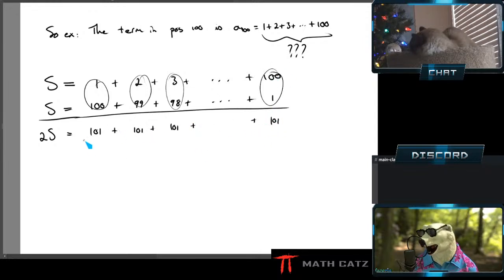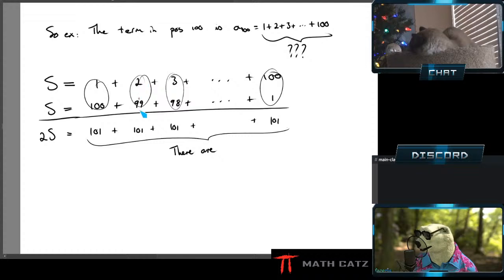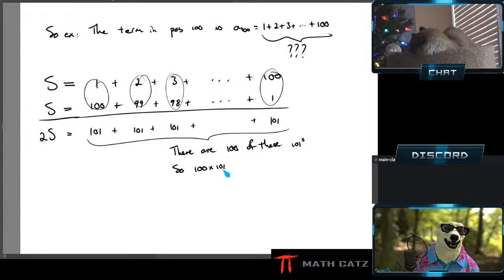Now I still need to merge the 101s. However, they're all the same. So that's repeated addition, which is multiplication. I just need to figure out how many there are. And there are, well, the first one, second one, third one, there are 100 of them, of these 101s. So the answer to this right-hand side is 100 times 101. Repeated addition is multiplication.